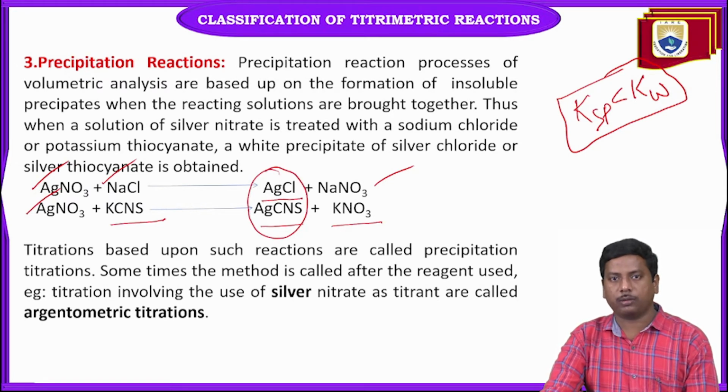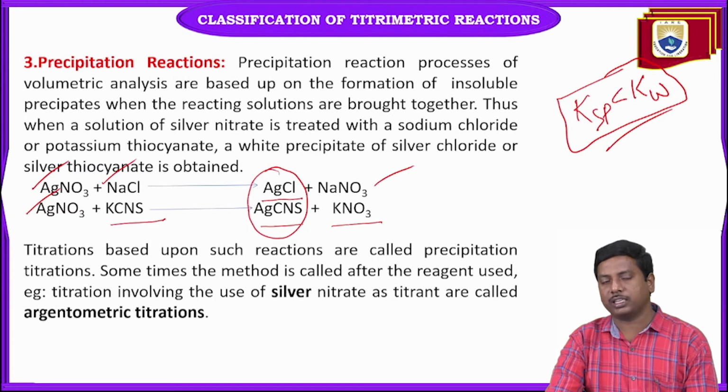Silver chloride and silver thiocyanate are examples of precipitates. In these two compounds, the solubility product should be less than the ionic product of the water. Because of this, white curdy precipitates are obtained in the chemical reactions. These titrations are named precipitation titrations, and titrations based upon such reactions are called precipitation titrations, and sometimes the method is named after the reagent used.